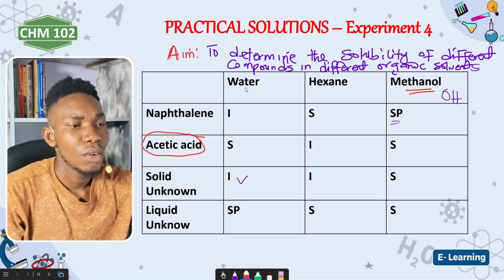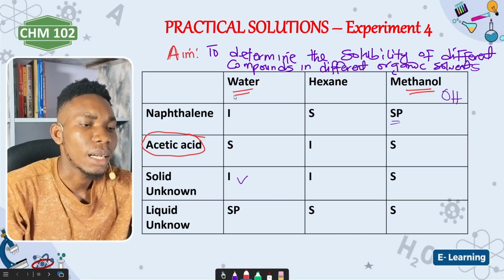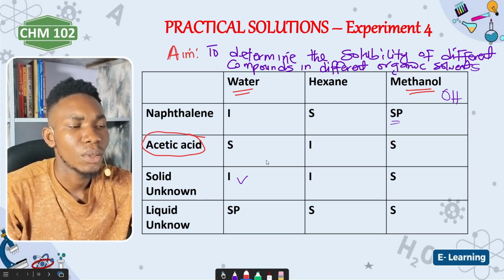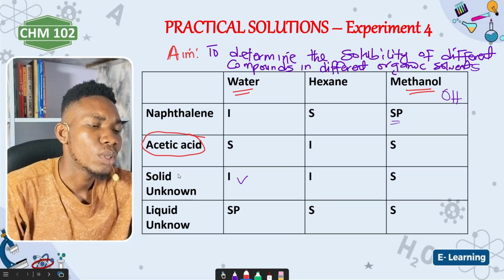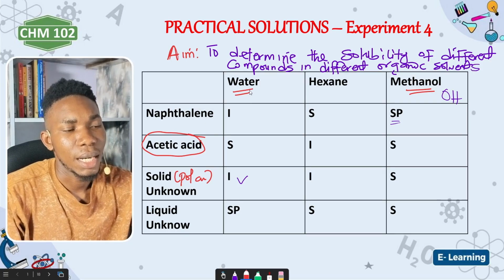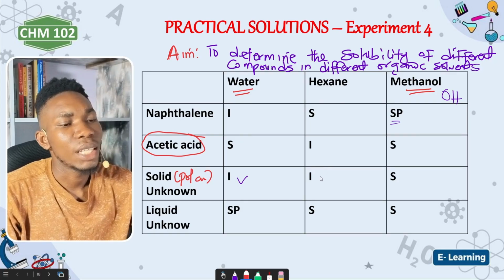Are you getting it? For your own result, if, let us say, it is soluble in water but insoluble in hexane and sparingly soluble in methanol, then we can say that the solid unknown is a polar solvent. Why? Because it is soluble in water, right? But in this case, it is insoluble in water and insoluble in hexane.